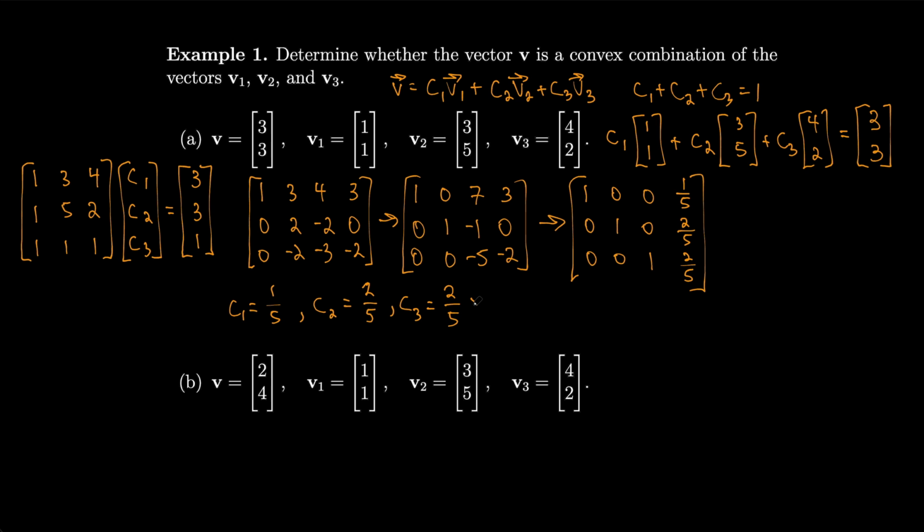So all of these are greater than or equal to 0. That means that v is in fact a convex combination of v1, v2, v3. Notice that these add up to 1 because we forced them to. We took c1 plus c2 plus c3 and we set it equal to 1.